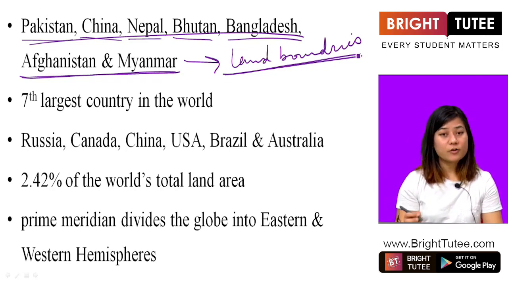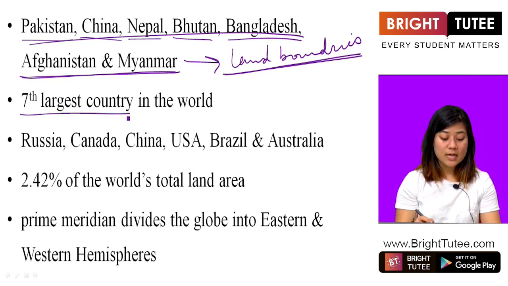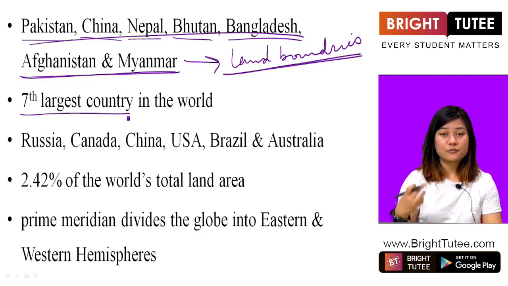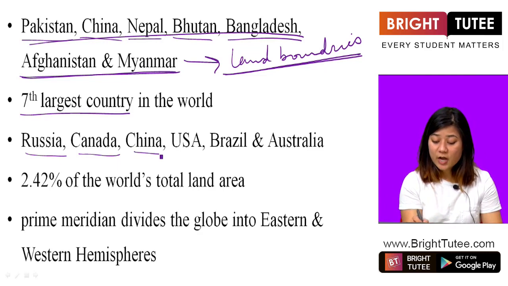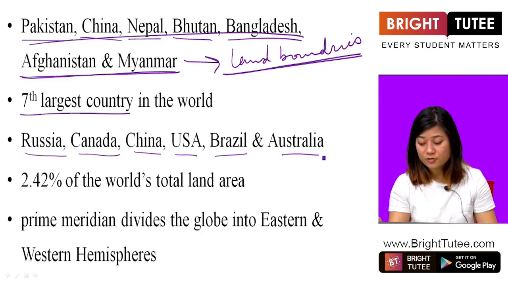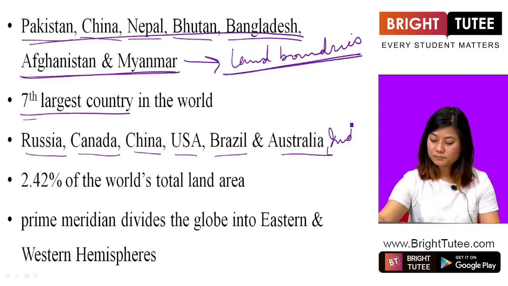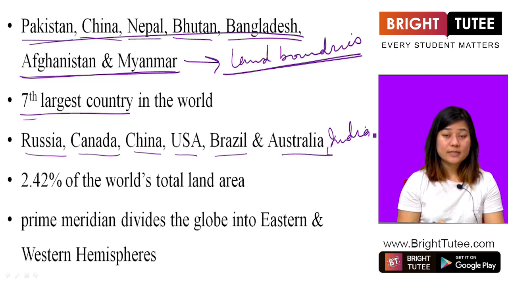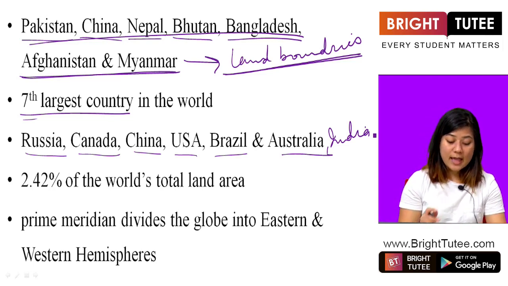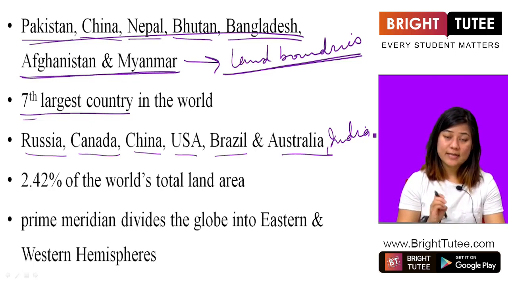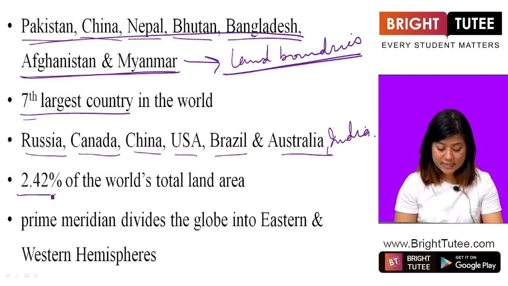We already know that India is the seventh largest country in the world. The largest countries from first to sixth are Russia, Canada, China, USA, Brazil and Australia. So after Australia comes India. And we already know that India covers a large area, and the percentage of the world's area that India covers is 2.42%.